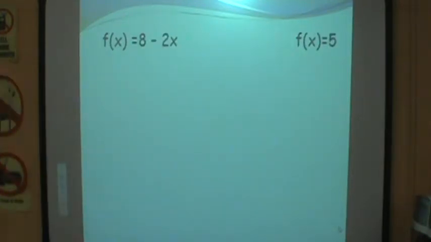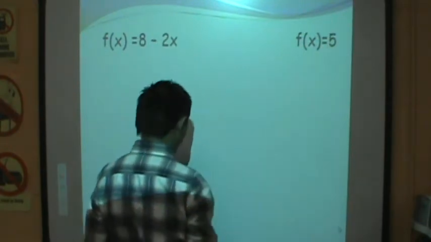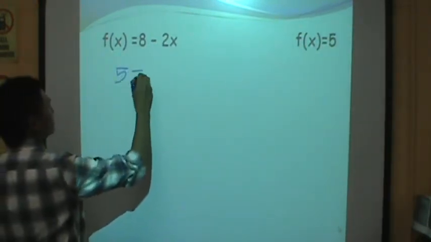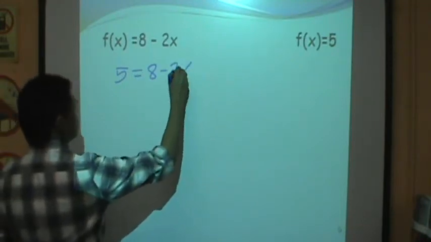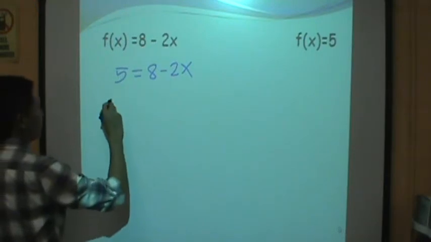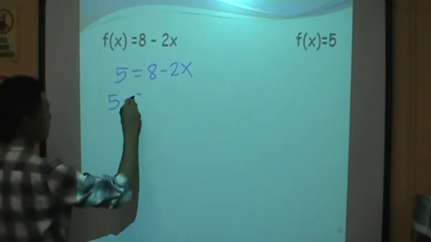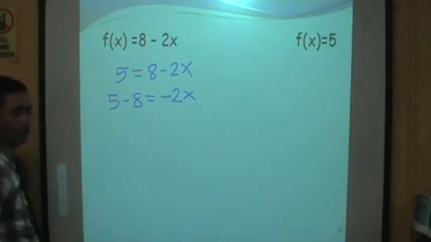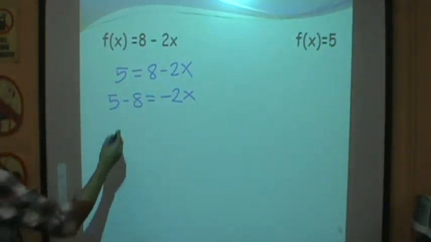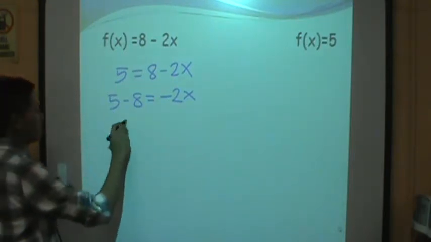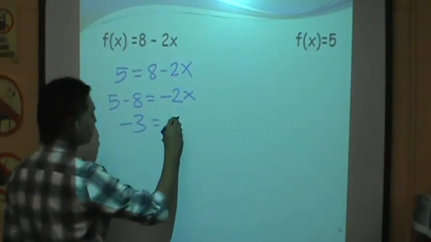Now here we go again. Number is outside, move it over. Put it outside. Okay, move the 8 over. You now have 5 minus 8 equals, you're going to keep that negative 2x because you're not moving the x. You moved the 8, that's why positive, it became negative. And now 5 minus 8 is negative 3.